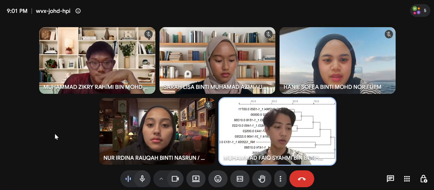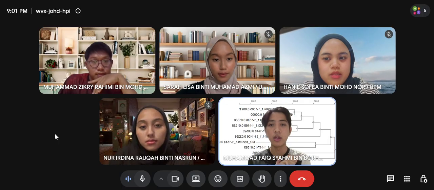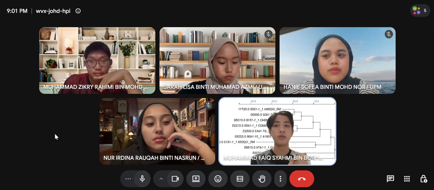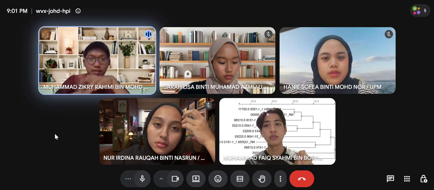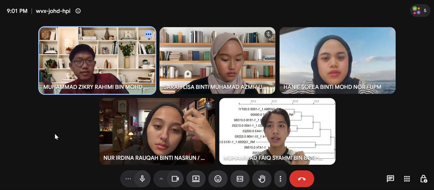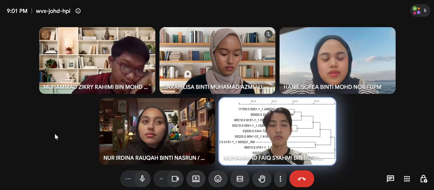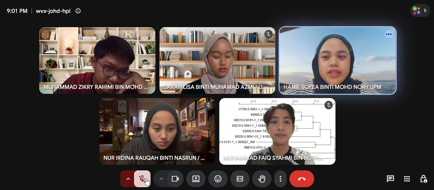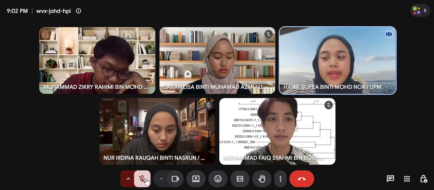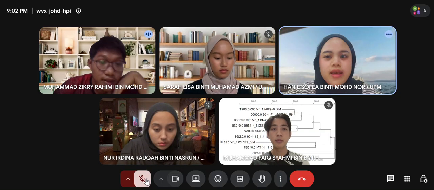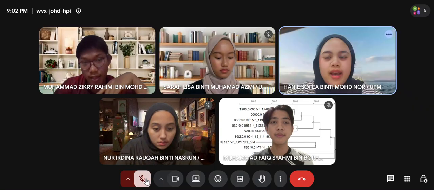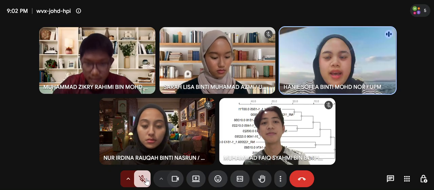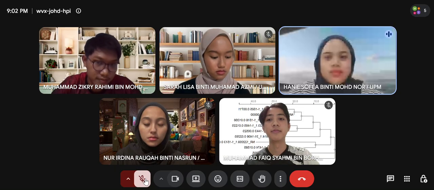Because two of the groups say Bacillus cereus, while the other three say Bacillus anthracis. So we have to decide between the two, right? Yeah, we have to decide between the two. Which one is it? I think because the majority of us suspect Bacillus anthracis, I think we should choose Bacillus anthracis as the suspected pathogen.